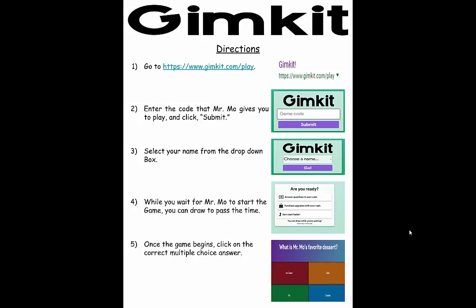I'm going to be showing you the Gimkit directions that I give my students prior to their first time playing Gimkit. However, before I begin that, let me tell you a couple of reasons why I like Gimkit better than Kahoot.